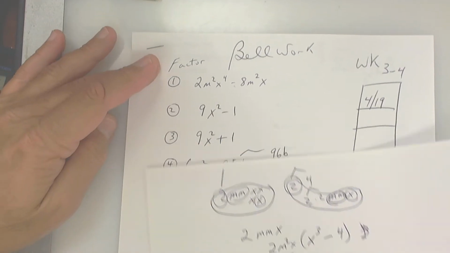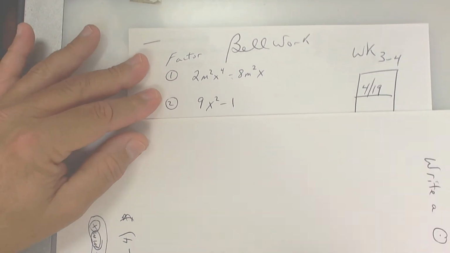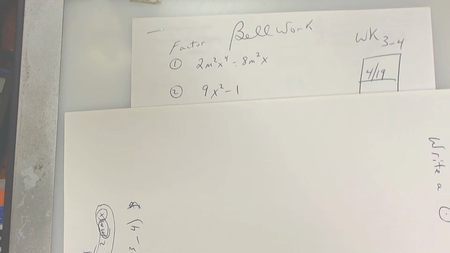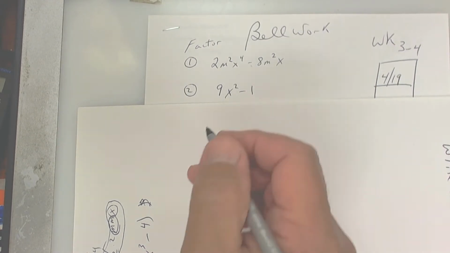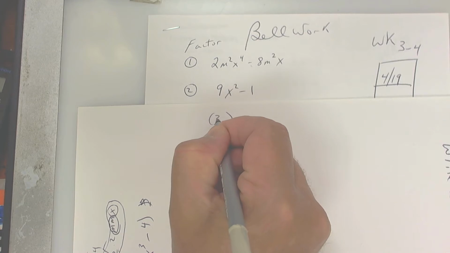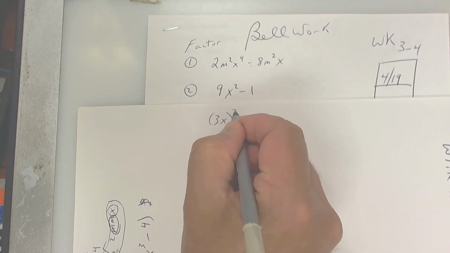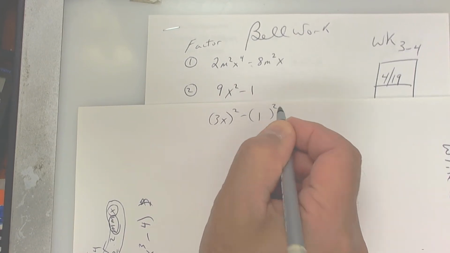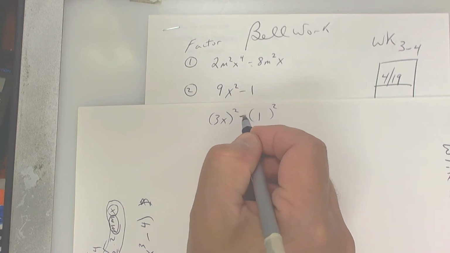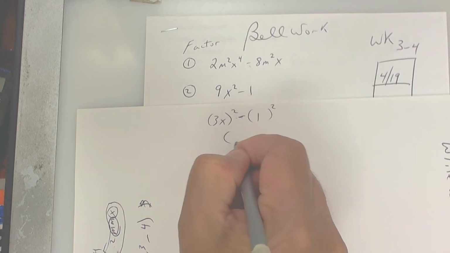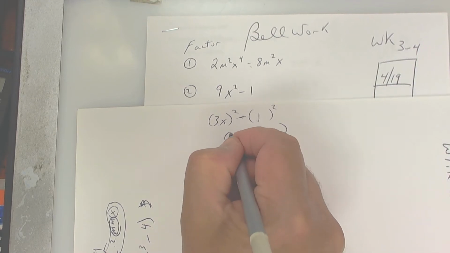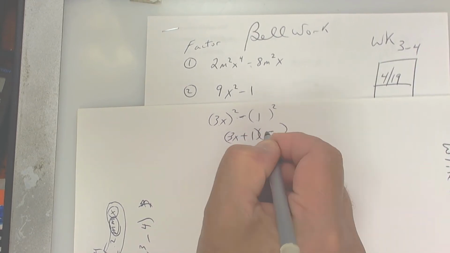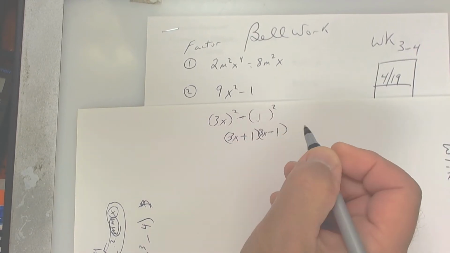Okay. Also, you were taught before the difference of 2 squares. Now, I didn't give you the answers on this, so if you get stuck, you will have to ask. This right here is 3x, because 3 times 3 is 9, and this is 1 times 1, so it's called the difference of 2 squares. So your answer is going to be a plus and a minus, and so it's going to be 3x plus 1 and 3x minus 1.